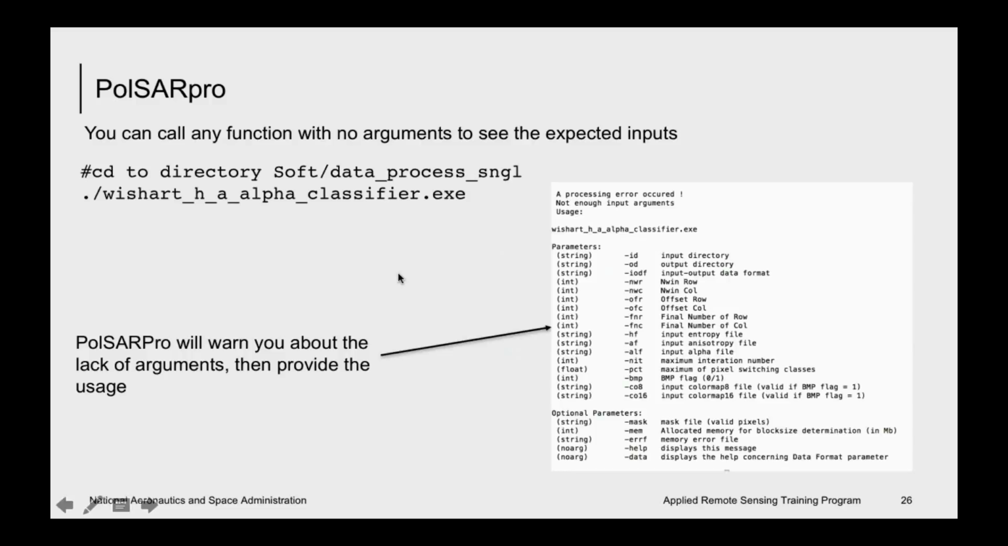If you are just curious about a routine, it's easy to type that routine name on the terminal to see its usage. For example, if I go to the directory soft/data_process_sngl and type the Wishart H-alpha classifier, PolSARpro is going to complain because there are no arguments to this function, but then it's going to give you the usage. So these are the parameters. Some parameters are very common to every function: your input directory, your output directory, for example, and the offset row and column. This is used to subset your image. We're not going to use it today, but it can be useful. And there are other input files for this function and optional parameters.